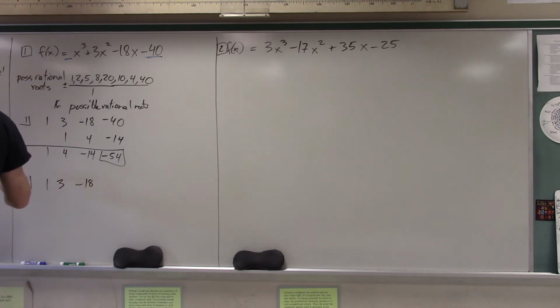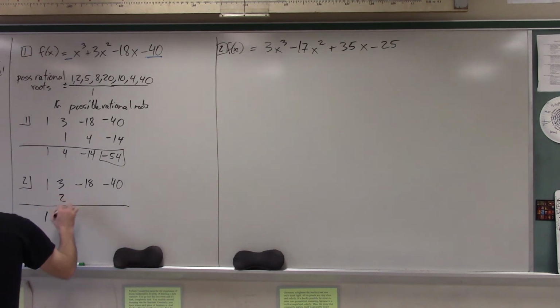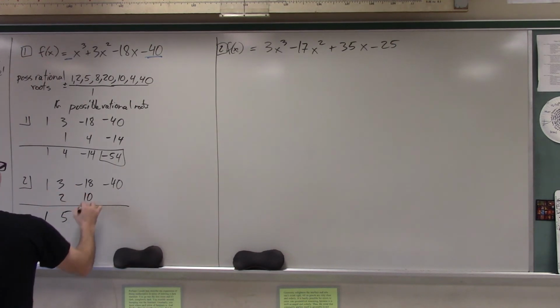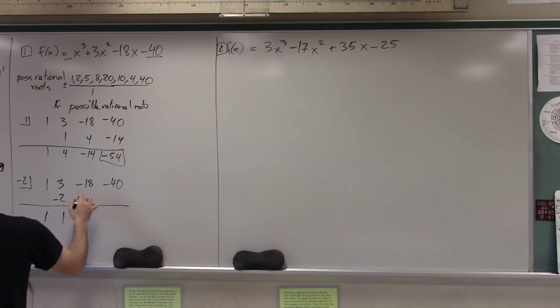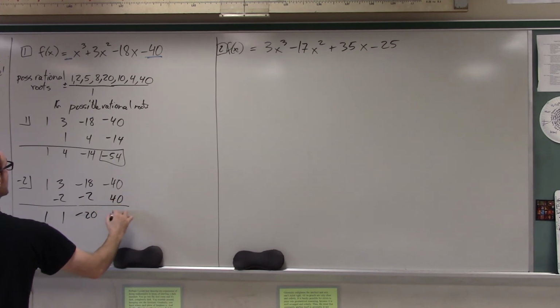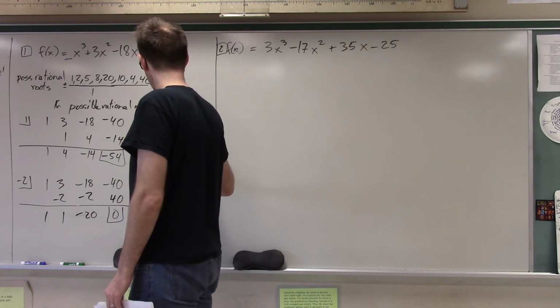On a hunch, I will try 2. Let's see if that works. Actually, I'm not sure if it does. 10, -8, nope, it doesn't. -2, I think I'll try. So 1, -2, that gives me a 1 here. That gives me -2, so -20, so that's 40, and in fact, -2 is a root. Okay, so that's pretty exciting.